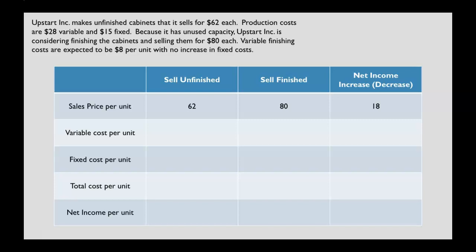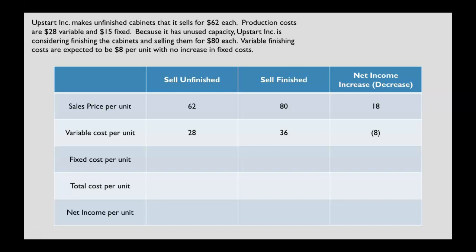Now variable cost per unit. If it's unfinished, it's just $28. If we finish them, it's that $28 plus the additional $8 per unit for variable finishing costs. So that comes out to be $36 as our variable cost per unit for the finished cabinets. And our variable costs are increasing, so that's going to decrease our net income.